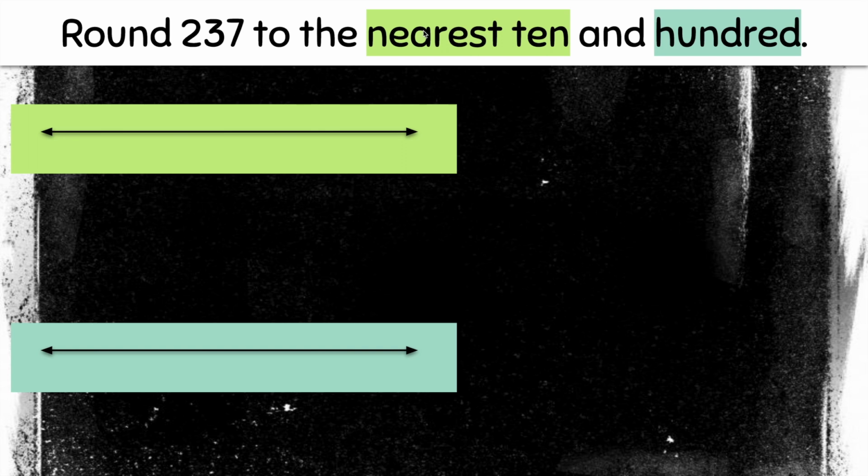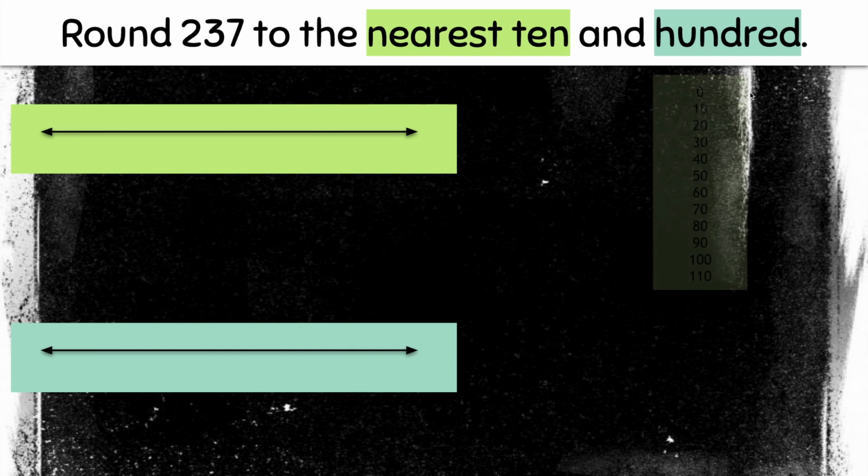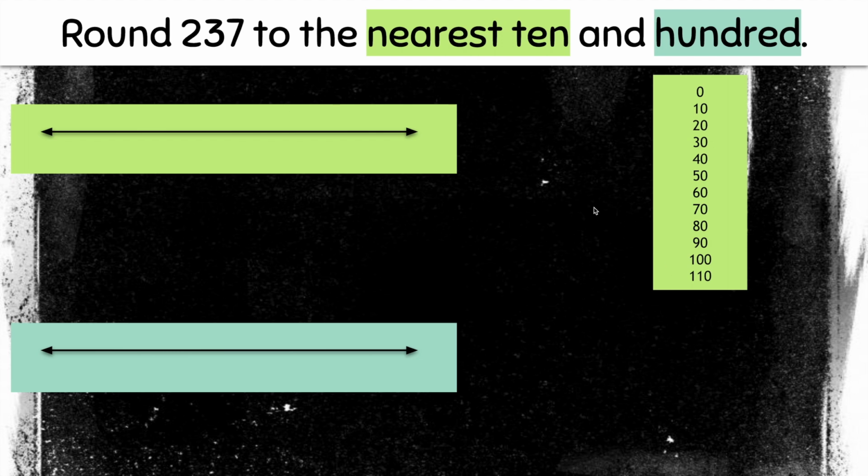237 rounded to the nearest 10 and nearest 100. Let's start with tens. Here we have tens. Let's think. 237. We're focusing on the tens. We have 37. 37 is between which two tens? 37 is between 30 and 40. So we know we will have to write 230, and then the next 10 will have to be 240.